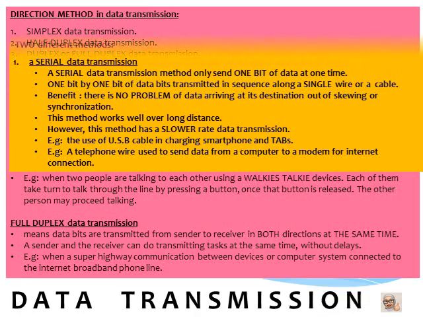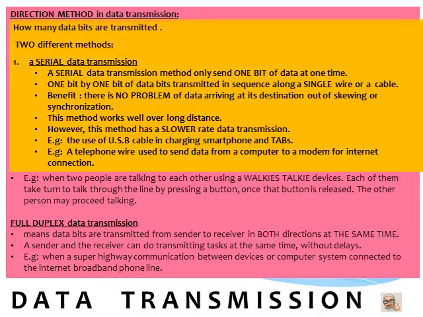The second objective in the lesson is: how many data bits are transmitted at one time? There are two different methods. First, using serial data transmission, and second, using parallel data transmission. A serial data transmission method only sends one bit of data at one time. One bit by one bit of data is transmitted in sequence along a single wire or a single cable.